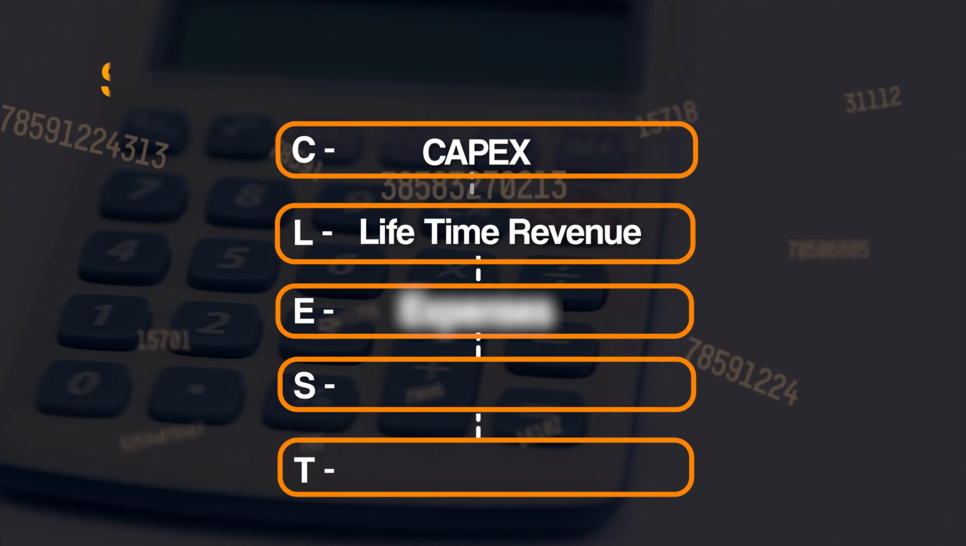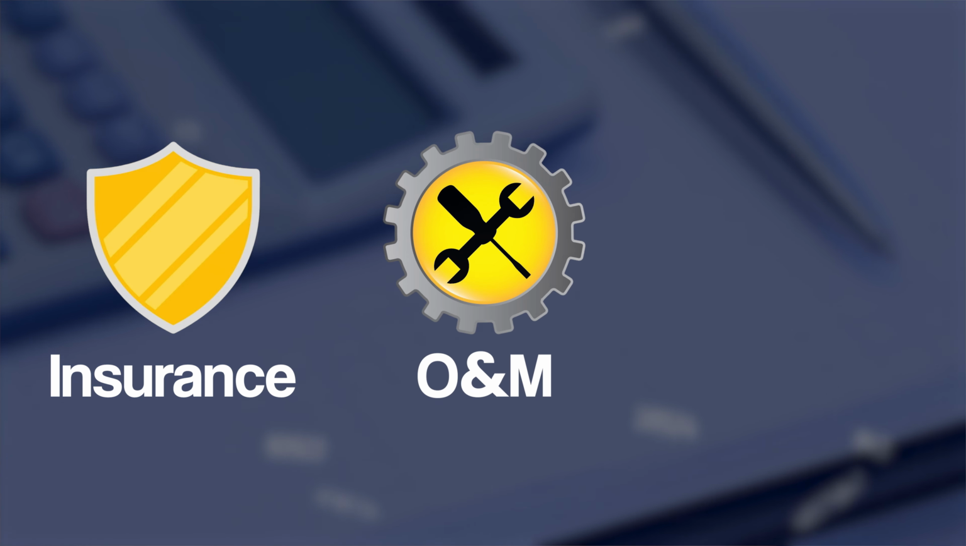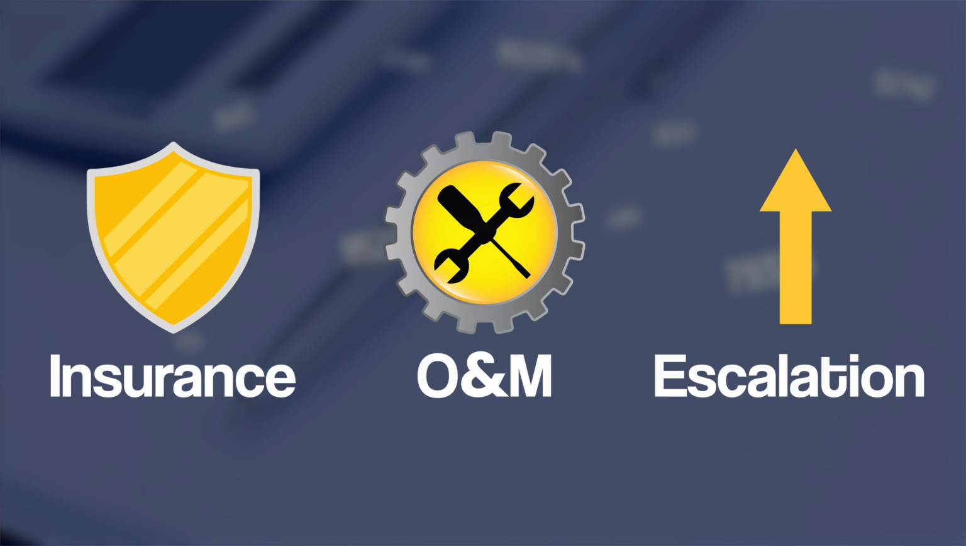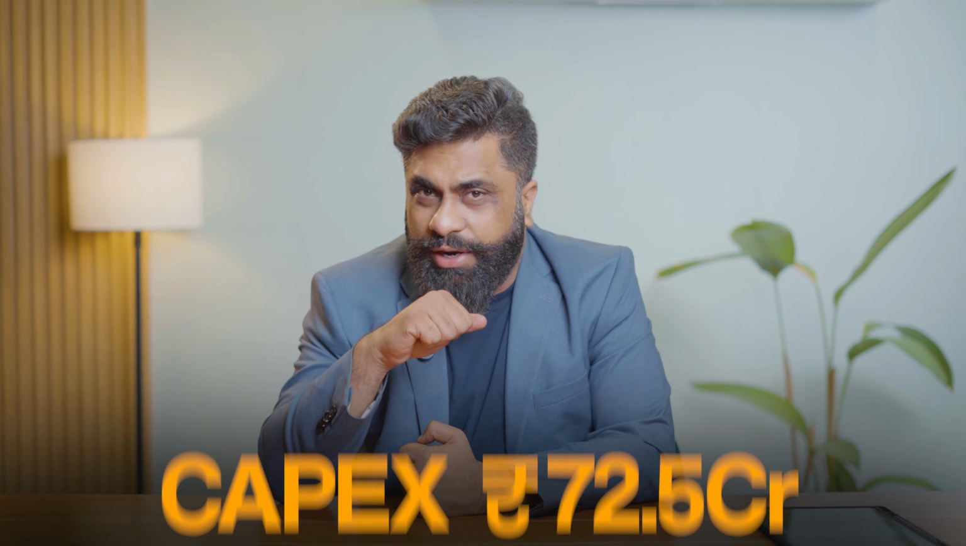Once you have done this, move to step number 3, which is expenses, which means calculate all the operating expenses that you have estimated over the next 25 years. This includes the insurance cost, the O&M cost, and also apply the escalation on that. Also, in every 12th or 13th year, you have to augment the BESS capacity. So assume that 50% of the CAPEX that you spend in the beginning, you will have to spend in the 12th year, which is somewhere around 72.5 crore.